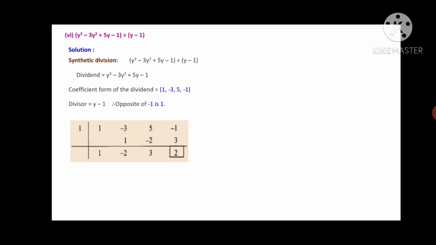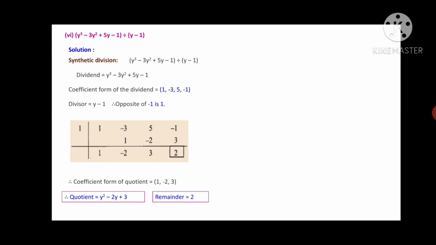So 1 ones are 1, minus 3 and this 1 gives you minus 2, and minus 2 ones are minus 2, 5 minus 2 will be 3, 3 ones are 3, minus 1 and 3 will give 2. Friends, here 2 is boxed since it is the remainder. Now the coefficient form of the quotient will be 1, minus 2 and 3. So you can write the quotient as y square minus 2y plus 3, and the remainder will be equal to 2. Friends, let us start with the linear method to attempt this.